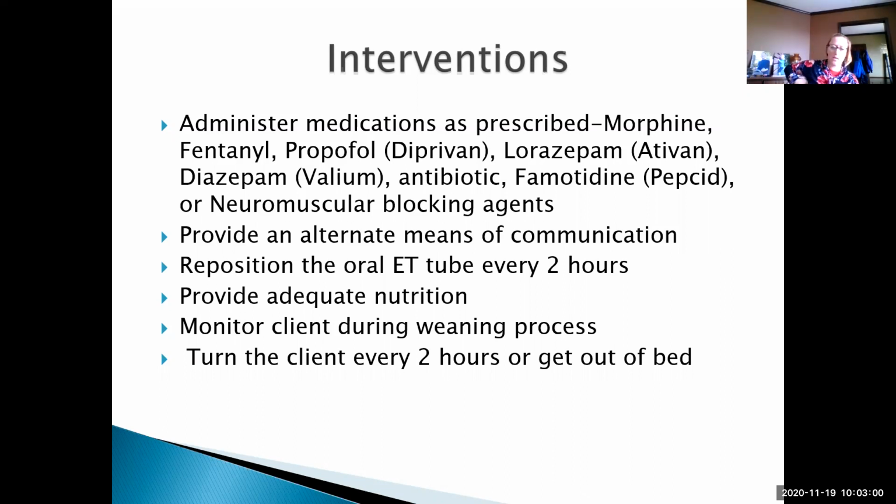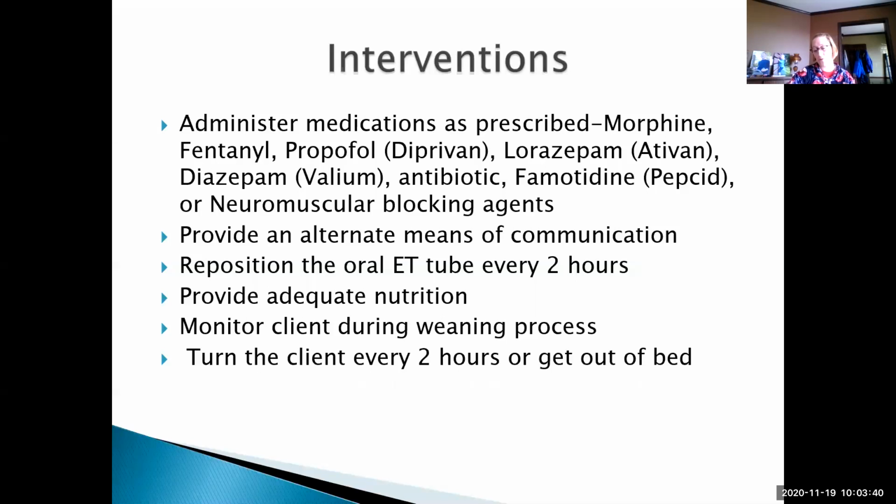But then our Pepcid or those medications, neuromuscular blocking agents, providing alternate means of communication, as we've already mentioned, repositioning the oral ET tube every 2 hours, providing adequate nutrition, monitoring them during the weaning process. If a patient's in the middle of a breathing trial, that's not the time to go to lunch or something. You want to make sure you're there because you need to be monitoring and making sure that they're tolerating that weaning trial and not getting overworked during the process, and so that way you can assess their need to go back to their full vent settings.